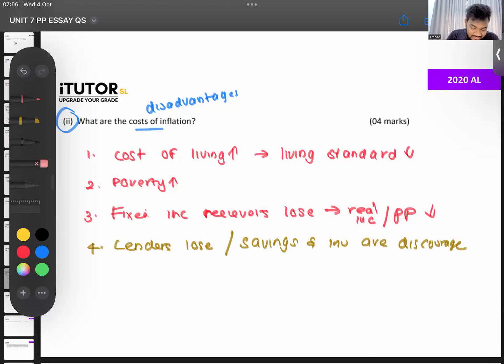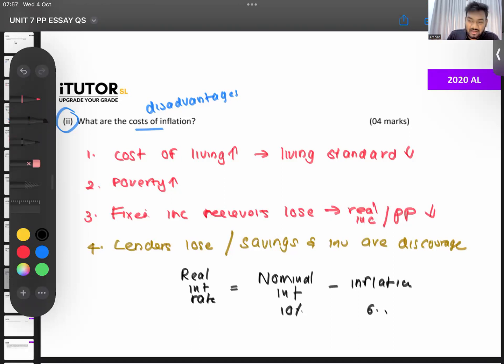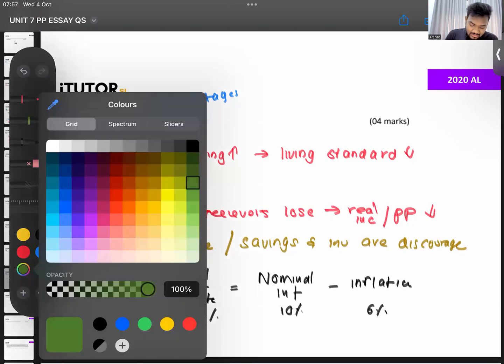How do you calculate real interest rate? Real interest rate is your nominal interest rate. That is what the banks are saying, right? So the bank is saying you come and deposit money with me, I will give you 10%. But when you look at the inflation rate, let's say inflation is at 6%, your real benefit is only around 4%. Now, you can also talk about shoe leather and menu cost.